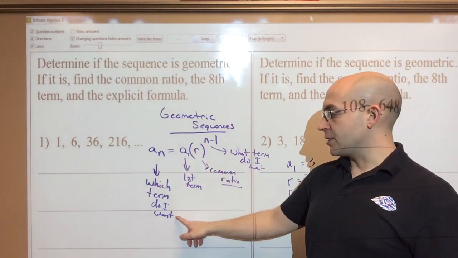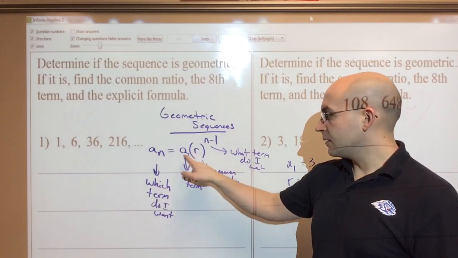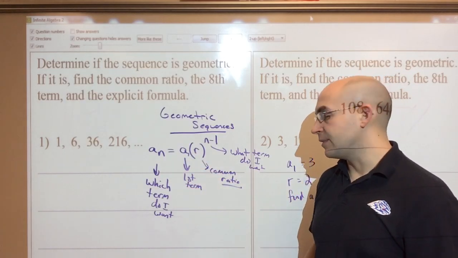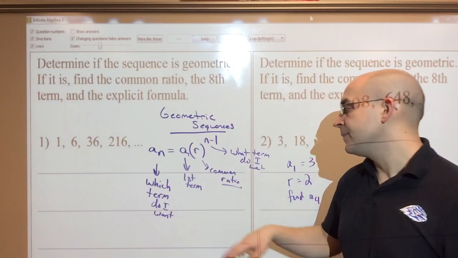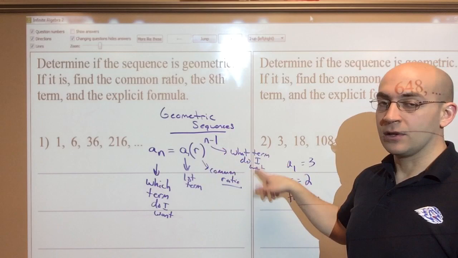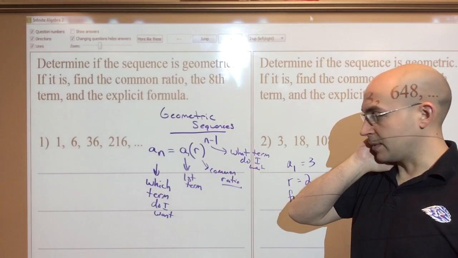A sub n is, which term do I want? What term am I looking for? A sub 1 is the first term. I think we remember that from the last thing we did with arithmetic sequences. I'll get into that in a minute. R is the common ratio, and n minus 1 is what term am I looking for? What's the term that I'm actually going to be multiplying by here?